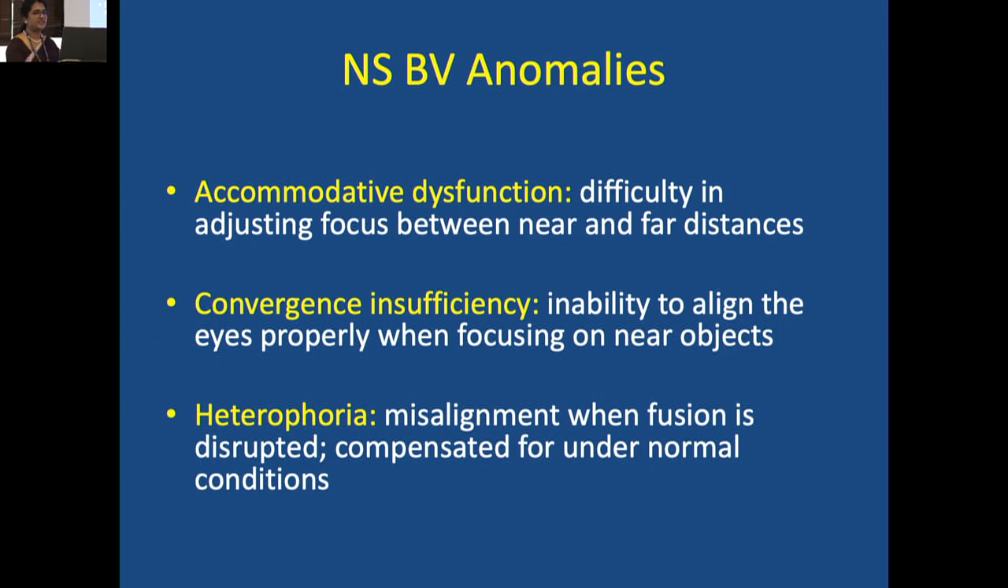Accommodative dysfunction, we know, results from difficulty in adjusting focus between near and far distances. Convergence insufficiency is the inability to align the eyes properly when focusing on near. This is very common among children, and I'll be talking in detail about convergence insufficiency. As I mentioned, heterophorias are also included, and when there is disruption of fusion, there is a heterophoria, and this misalignment can cause visual disturbances.